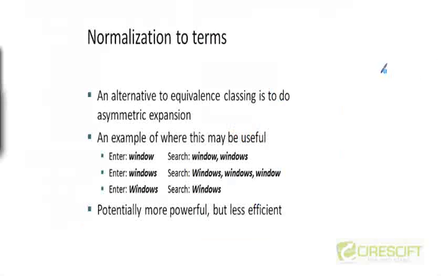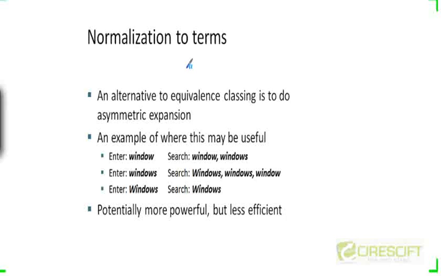So what we've seen so far is one particular approach to normalization where you create these equivalence classes. You take all the variants or all the tokens belonging to the same equivalence class and you map them to the same term. You modify those tokens to the same term. An alternative way to do normalization is not to do equivalence classing, but to do what is called query expansion.